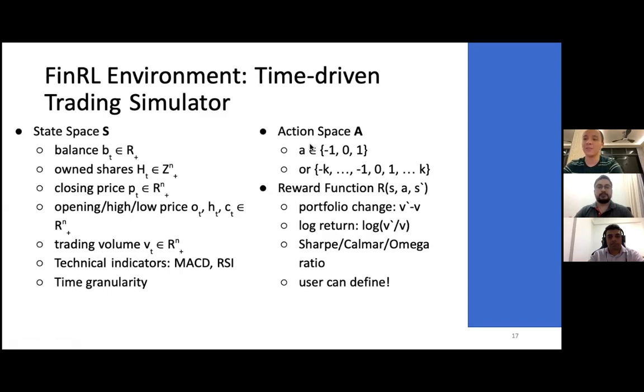Action space consists of -1, 0, and 1, corresponding to selling, holding, and buying a unit of a stock. Or alternatively, we can have a set from -k to k, where -k corresponds to selling k units of a stock, and k corresponds to buying k units of that stock. And the reward function can be implemented differently. It can be a portfolio change, log return, or any positive marker of good performance defined by academia, or users can define it themselves using their Python code.